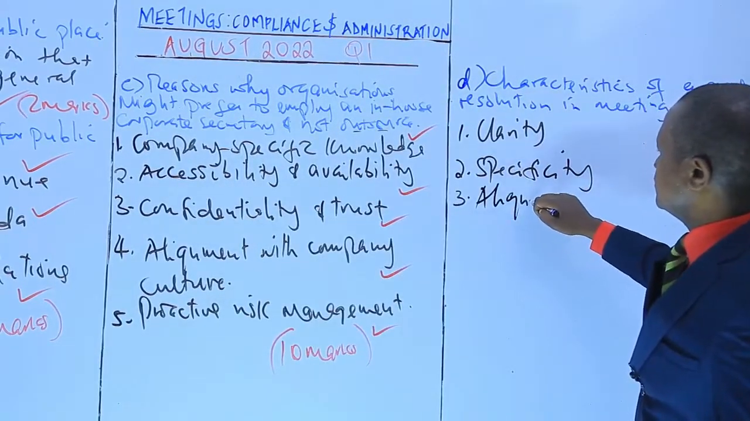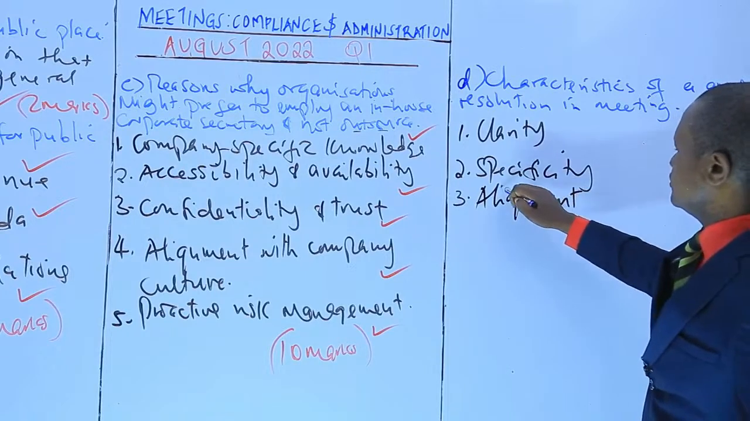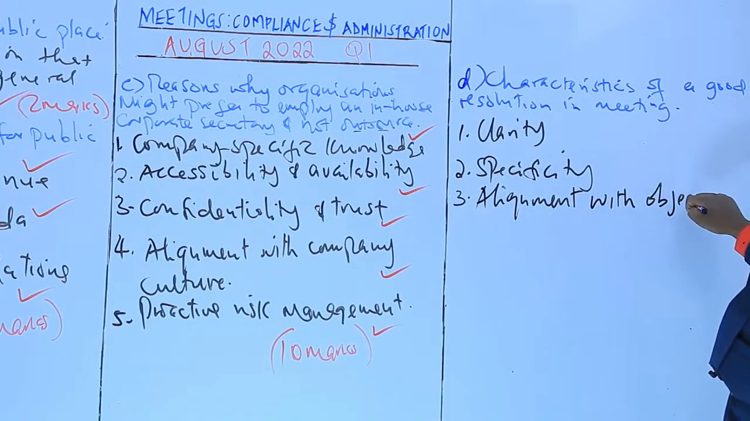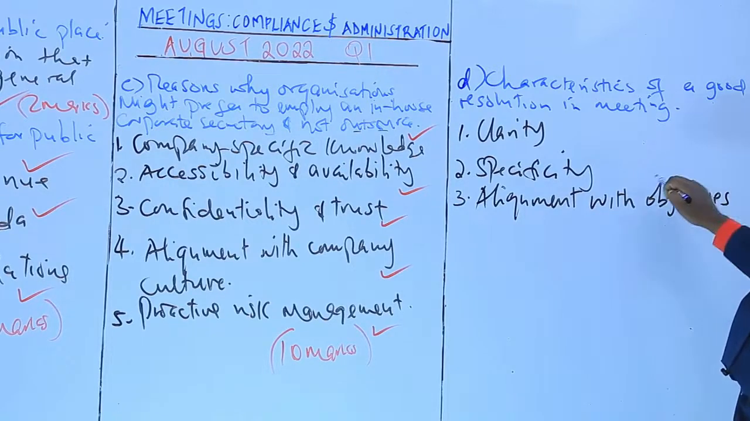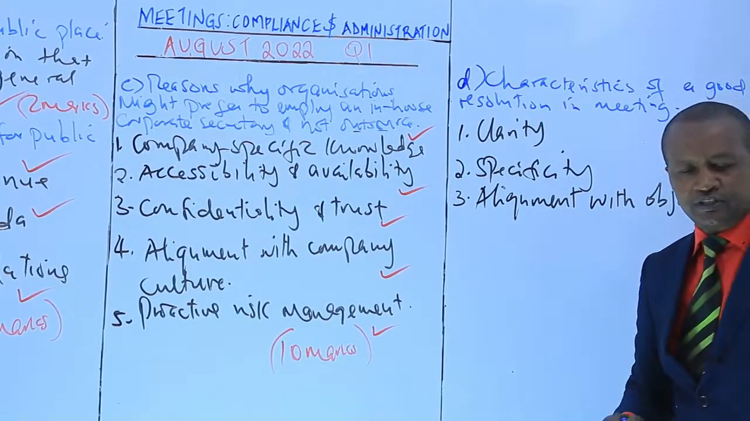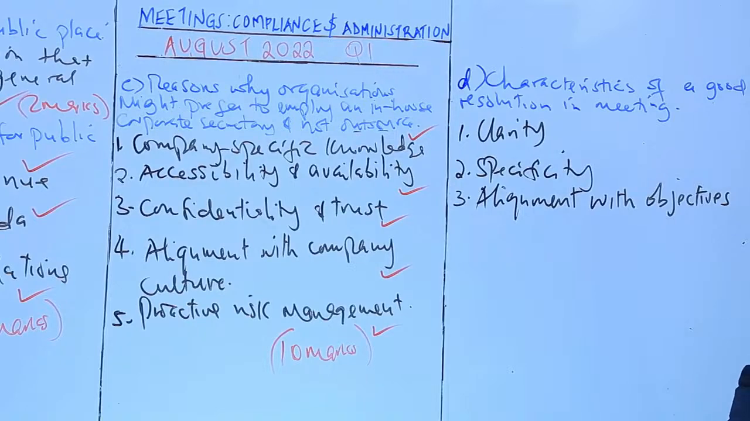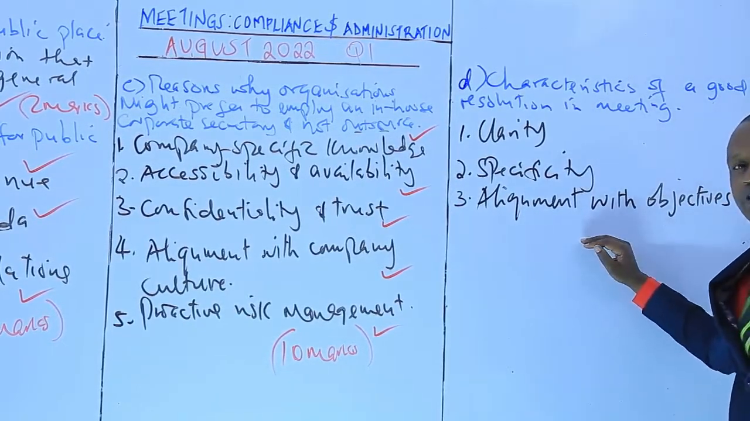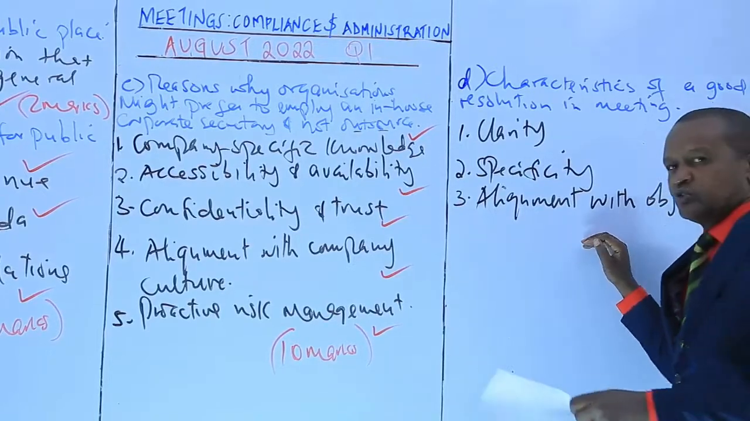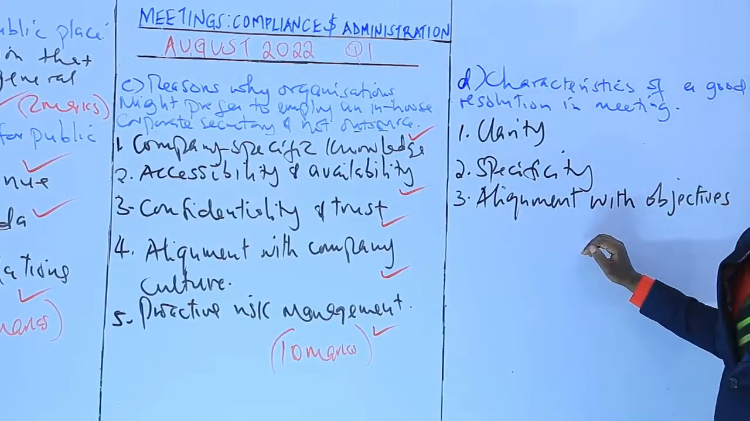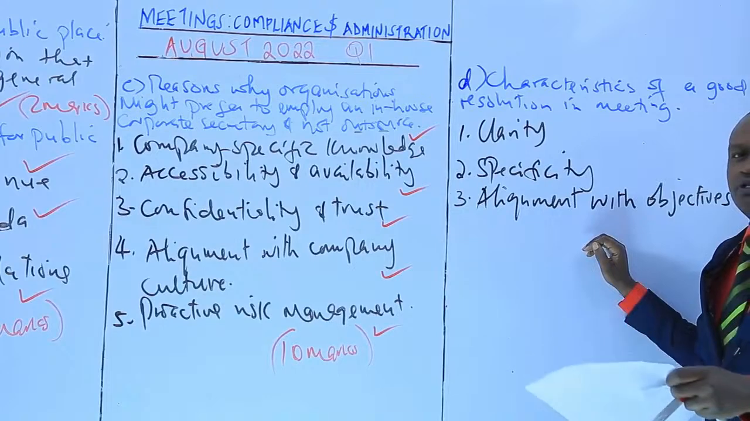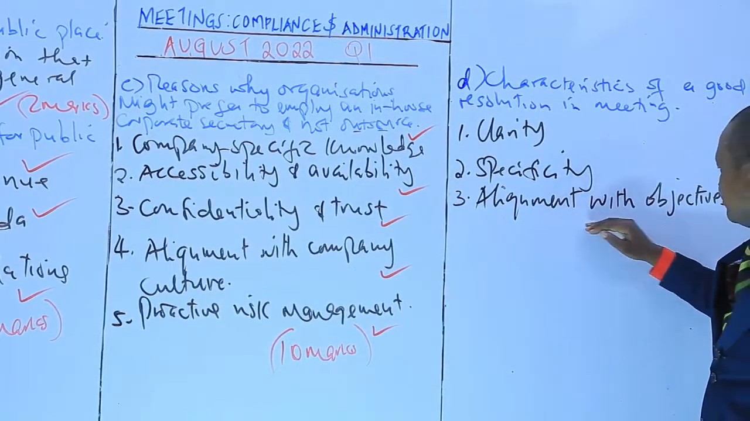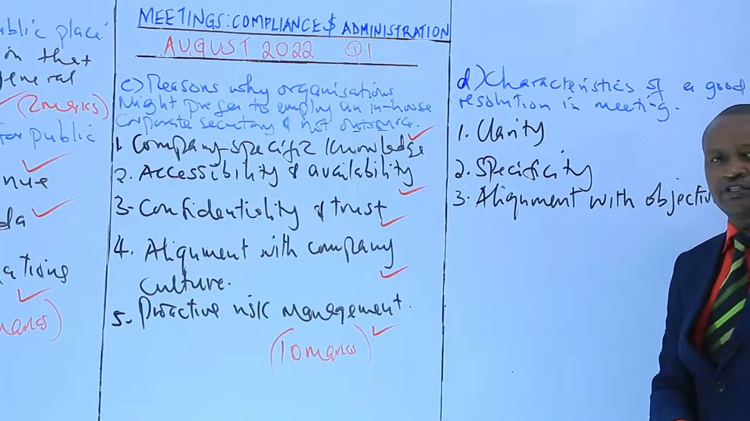Number 3, alignment with objectives. A good resolution is the one that can be aligned with the organization's objectives, strategic direction, and legal requirements. It should support the overall mission and vision of the organization.